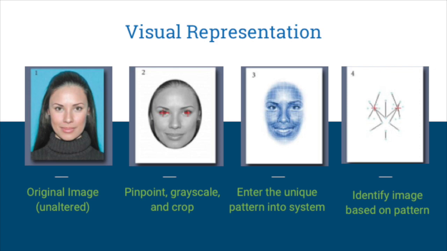Then we move to step 3, which is where the remaining information is transformed into a certain database and processed in step 4 to look for similarities in the images and different patterns to be able to successfully identify the image based off of facial recognition.